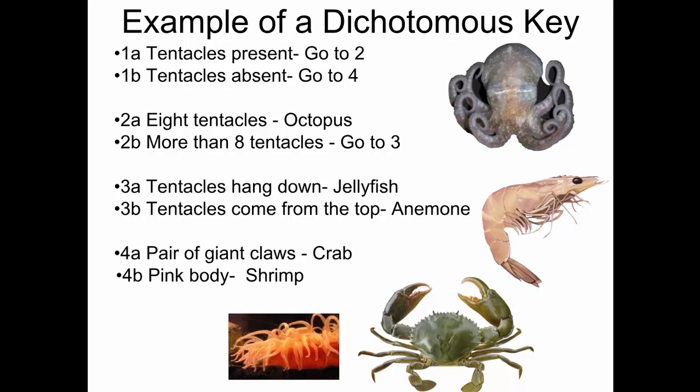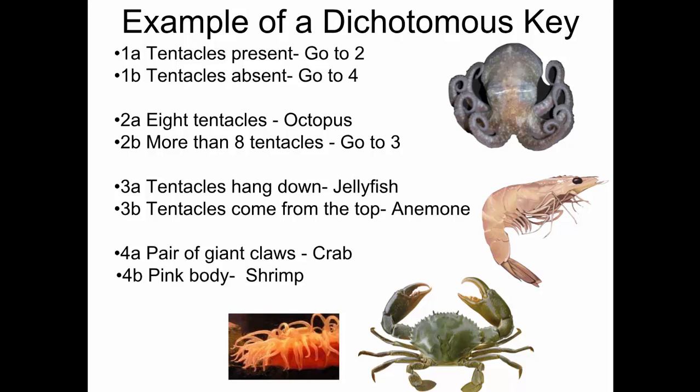So if we didn't know what these animals were, we look at one. You start at one, and it typically gives you two sets of choices, A and B, and you decide which one applies. So, tentacles present or absent? Present. So it's sending us to 2. Eight tentacles or more than 8? Eight. It says 8, so it's an octopus.